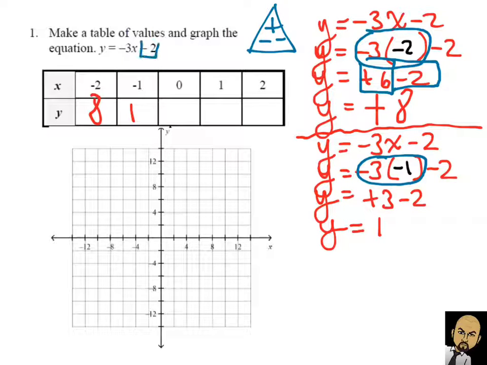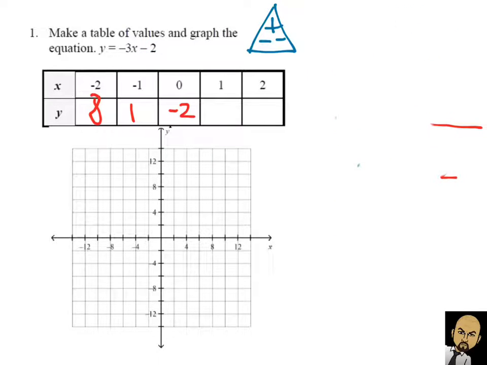Now, when it comes to the 0 value of x, I told you guys that the y-intercept is going to be the generic form of y equals mx plus b. And in this case, negative 2 is our b. And so that's the y-intercept. So 0 for x ends up resulting in a negative 2 value of y. And I call that a free point. We will continue going over that later, but let me continue with the remaining values of x.